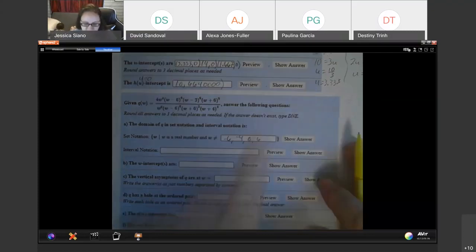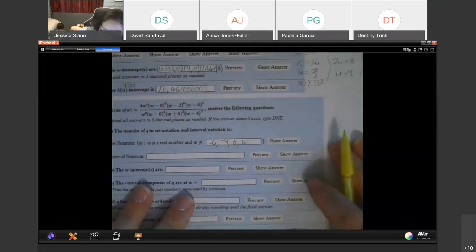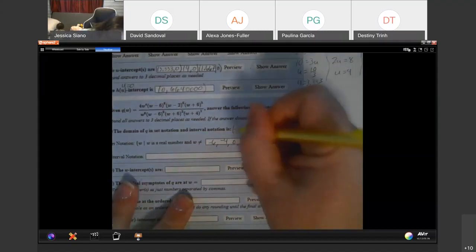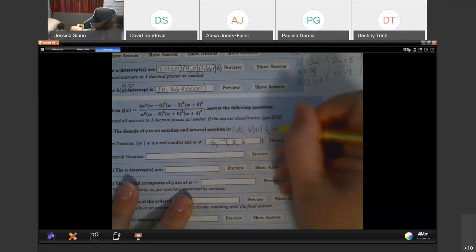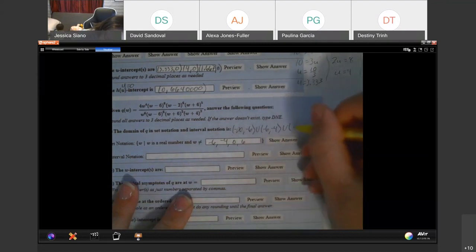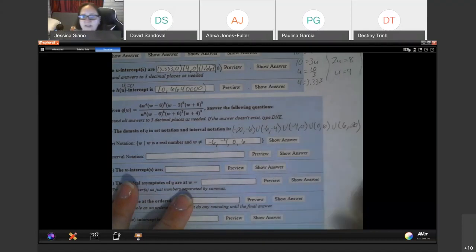I'm going to write the interval notation over here because that little box is not going to be enough space. So it's going to be -∞ to -6, -6 to -4, -4 to 0, 0 to 6, and 6 to infinity.